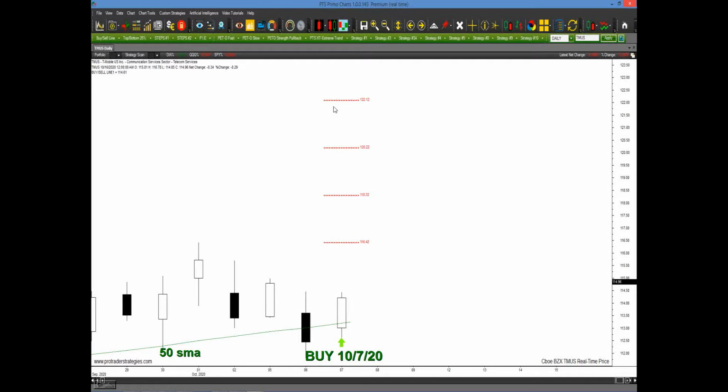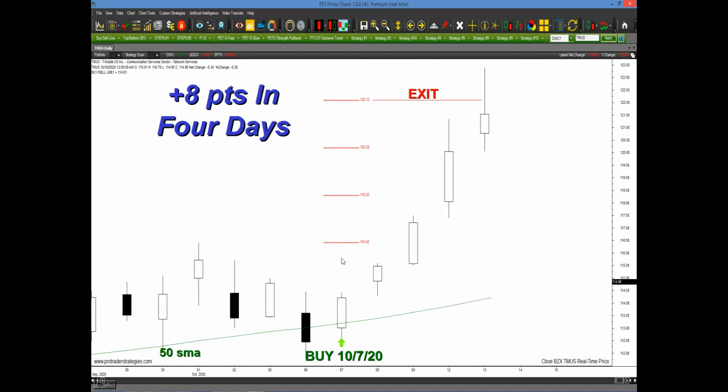So let's say you decided to get out right here. Well, in just 4 days, you would have exited with a nice 8-point gain, and then look what happened. See how the trend changed?